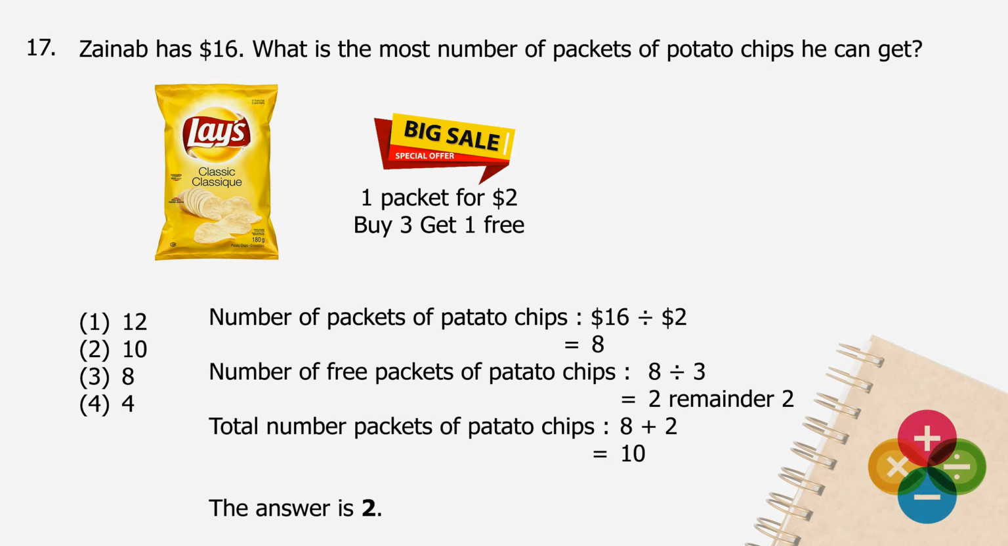The number of packets of potato chips will be, divide $16 by $2, and the quotient is 8. The number of free packets of potato chips will be, divide 8 by 3, and the quotient is 2, remainder 2. The total number of packets of potato chips will be, add 8 to 2, and the sum is 10. The answer is 2.